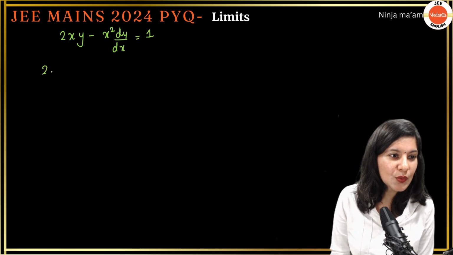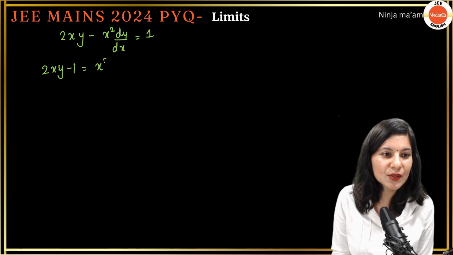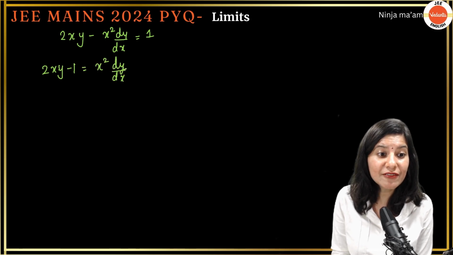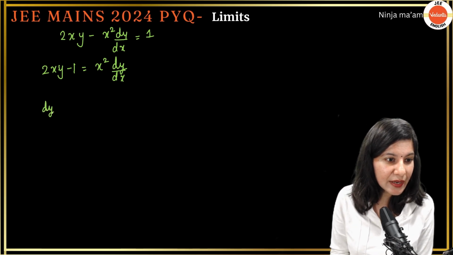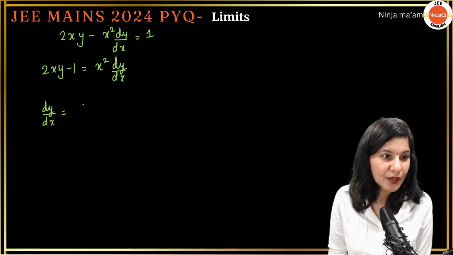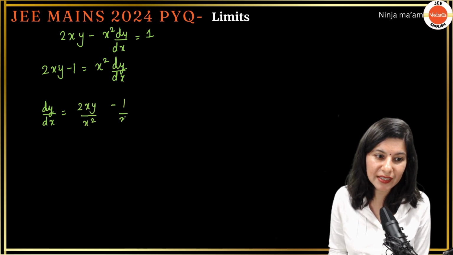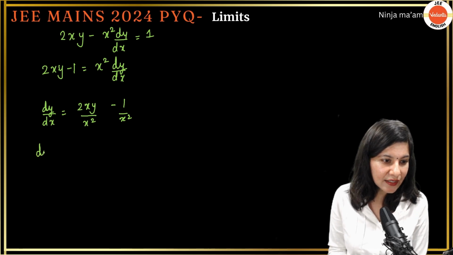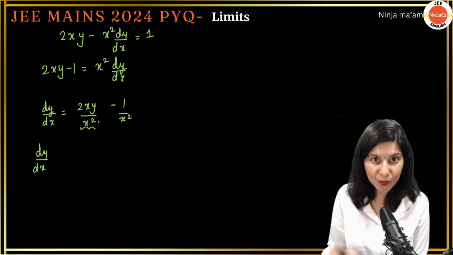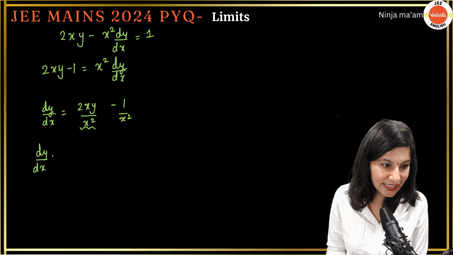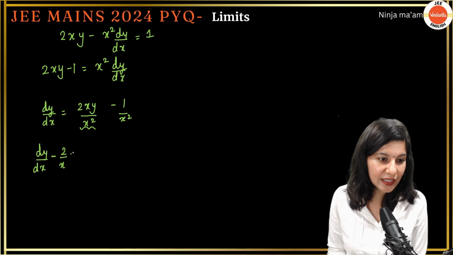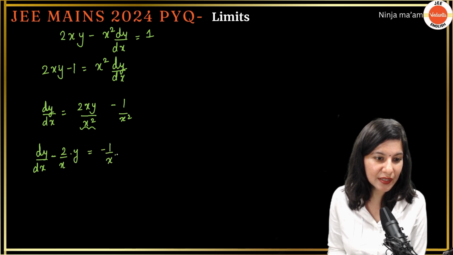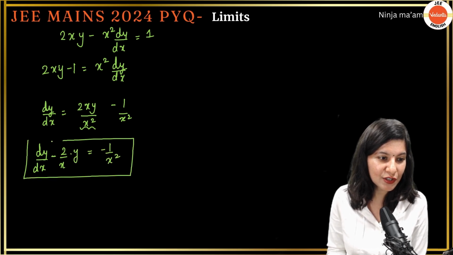So what I'm going to do is (2y - 1) equals x square dy by dx. I need to identify the form of this particular differential equation. So dy by dx is equal to (2xy - 1) upon x square. And actually, this has to be on the left hand side, because I can clearly see that a linear differential equation is getting formed. So dy by dx minus 2 by x into y is equal to minus 1 upon x square. Can you see this is a linear differential equation?